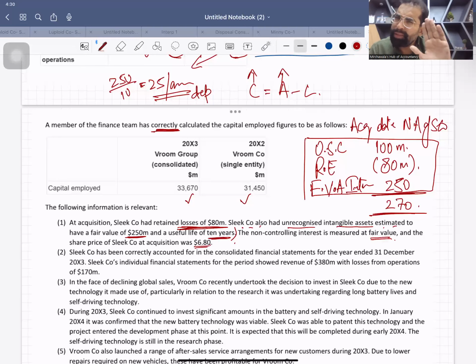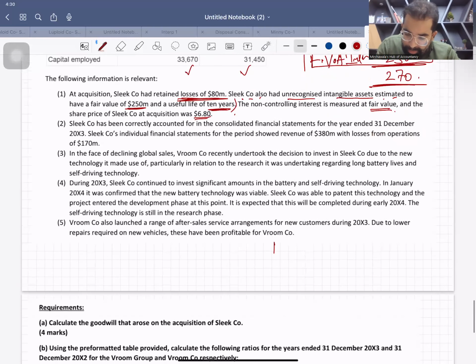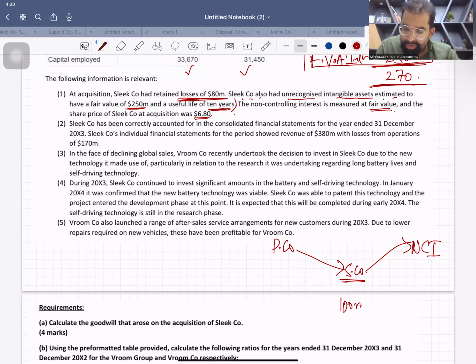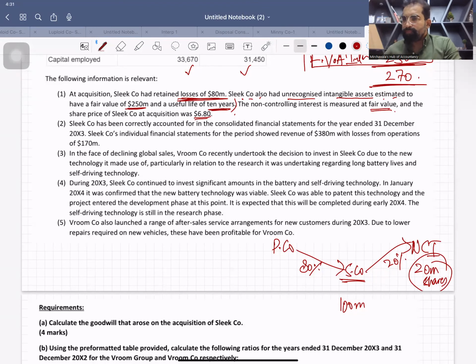For fair value of NCI, sometimes they give you S company's share price. Now go very simple. Listen, this is parent company, this is S company, and this is NCI. S company has issued a total of 100 million shares. Out of which 80% is bought by parent company, so 20% is with NCI. So 100 million multiplied by 20% is 20 million shares. So I would say NCI means just 20 million shares of S company.